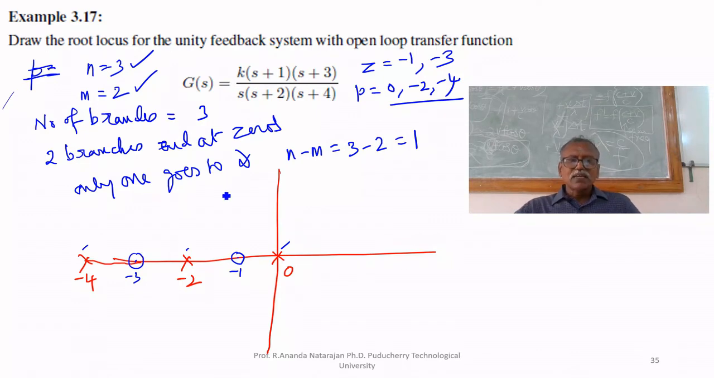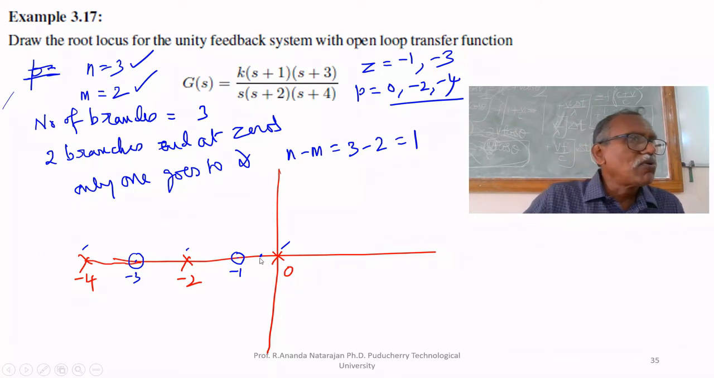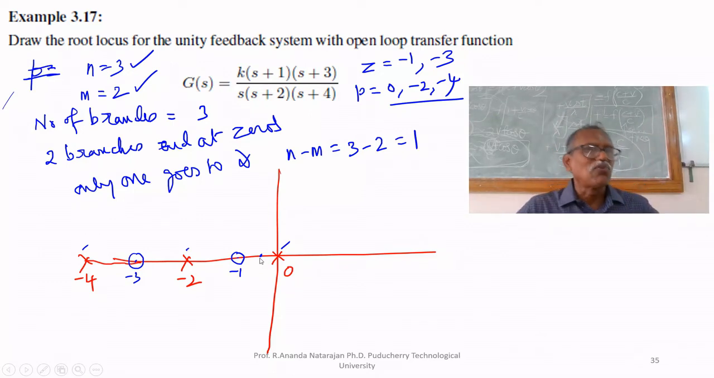We have to take a test point and check whether it is on the root locus or not. If I select any point between 0 and minus 1, to its right, how many poles and zeros? Odd number of poles and zeros. Therefore, it is part of root locus. So this root locus branch starts at 0 and ends at minus 1. One branch is over.